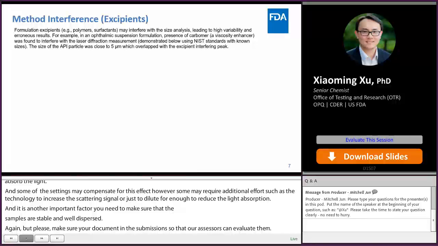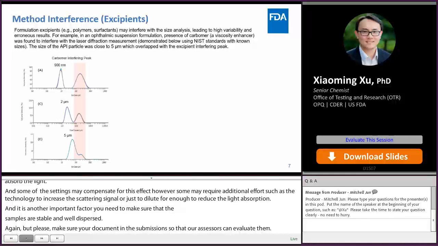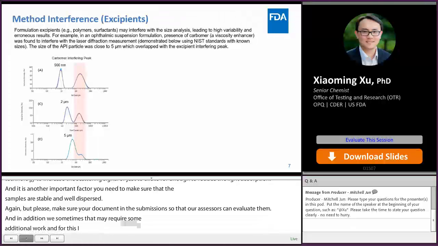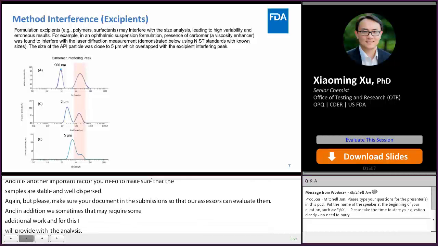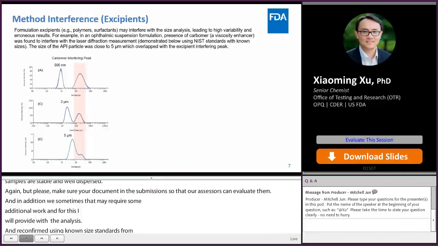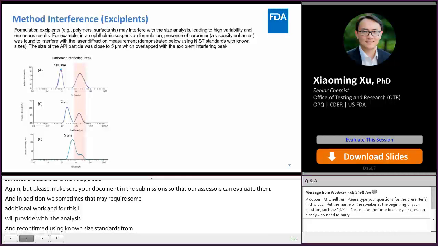In this example, let's look at how an excipient may interfere with the size analysis. Here we have a suspension formulation, and it contains a viscosity enhancer, carbomer. And we confirmed using known size standards from NIST that carbomer contributes to the laser diffraction signal, which leads to the appearance of a peak right around 15 micron. And one thing to note is that this peak highlighted in red is not the real size of carbomer. It looks real, but it's not.